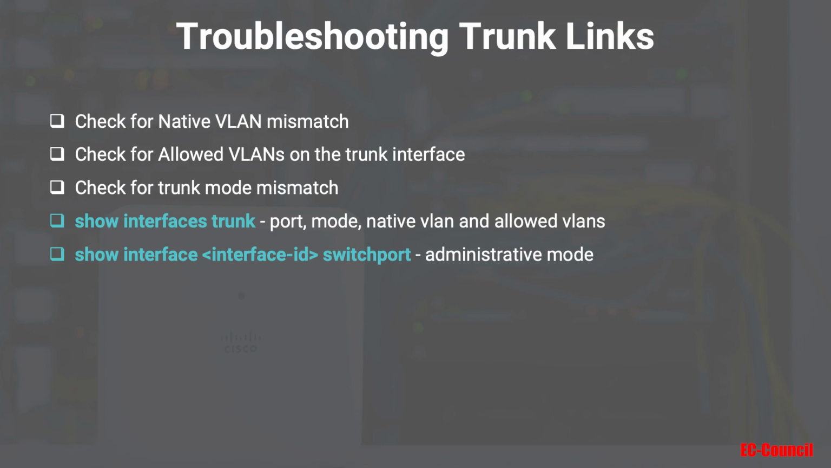Furthermore, check the allowed list to ensure that the right VLANs are allowed on the trunk interface. To check the trunk mode for any mismatches, always use the show interfaces trunk command, which will verify the port, the mode, the native VLAN, and also the allowed VLANs. Furthermore, you can determine the operational and administrative state of an interface by using show interface followed by the interface ID with the switchport command. So now that you have an idea of how to configure trunks, let us continue our lab from the previous video.